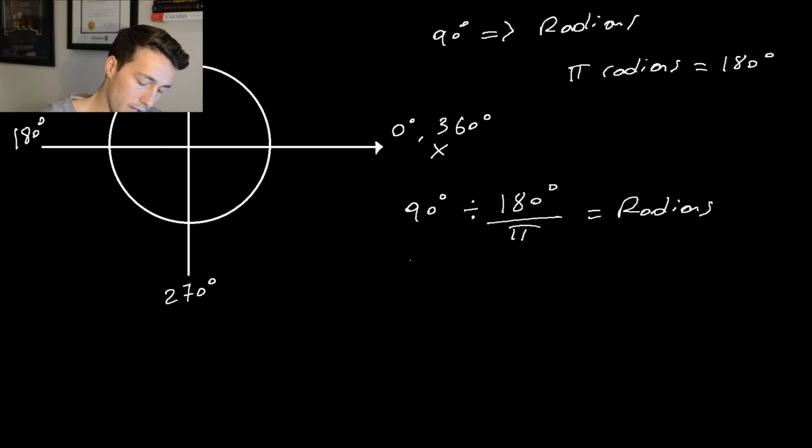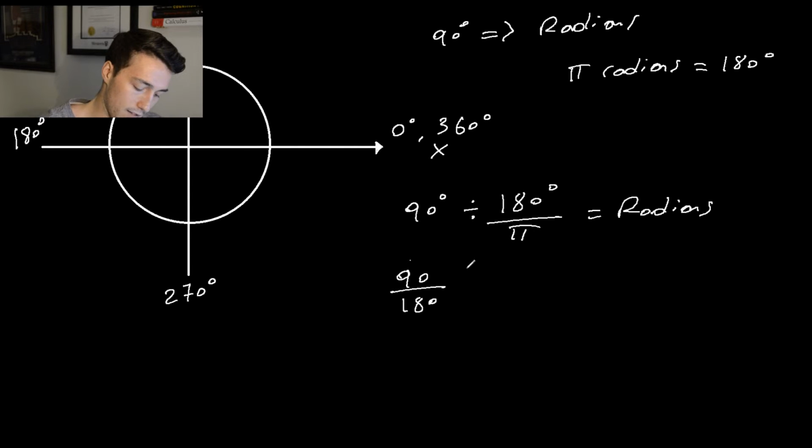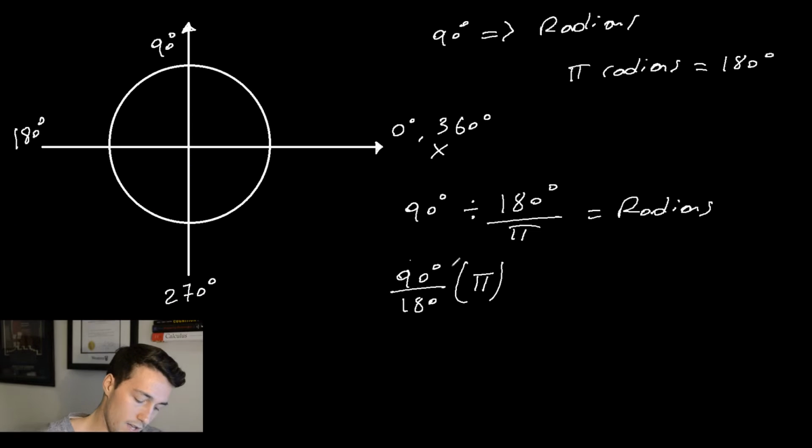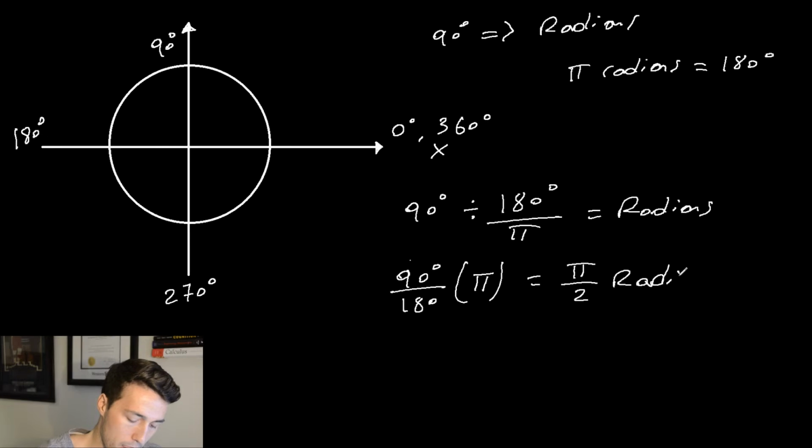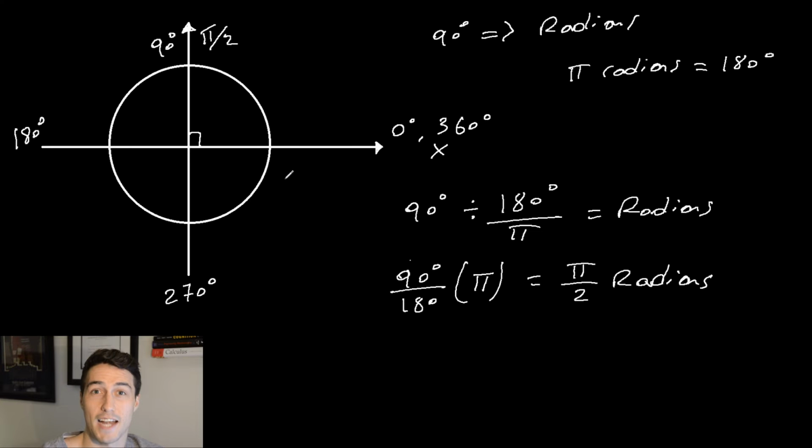So here, if I'm dividing by this, it's really just 90 divided by 180, in brackets, multiplied by pi. And if we reduce 90 and 180 down, it's really just pi over 2. So we're going to get pi over 2 radians. And that is at this point here. So the angle from the x-axis to the y-axis is represented as 90 degrees or pi over 2.